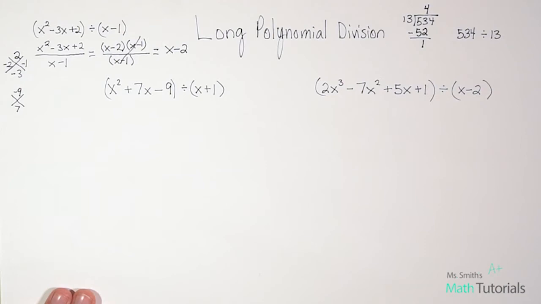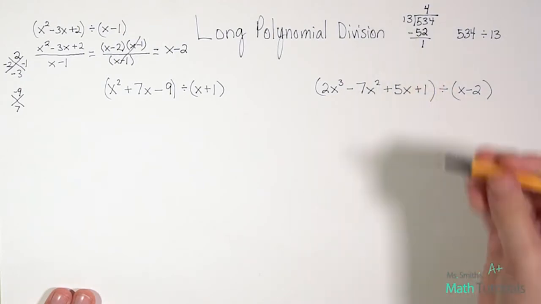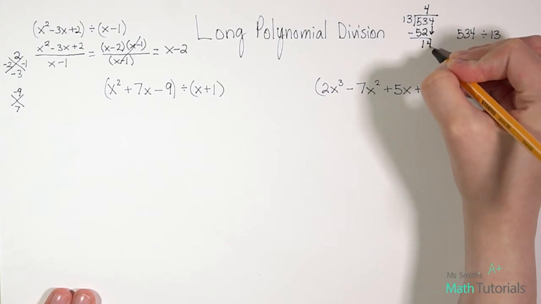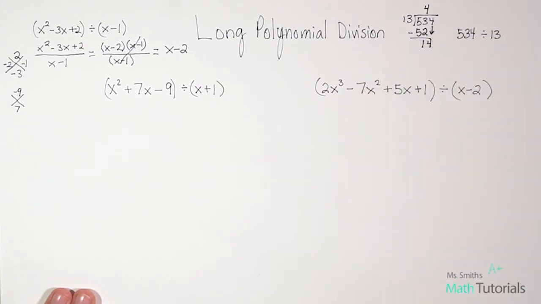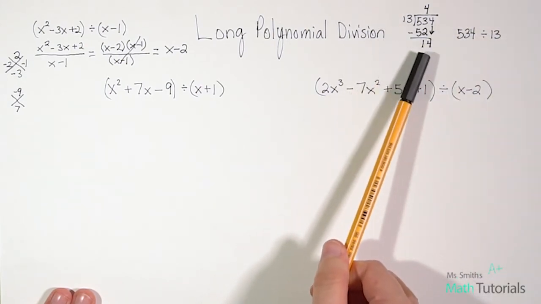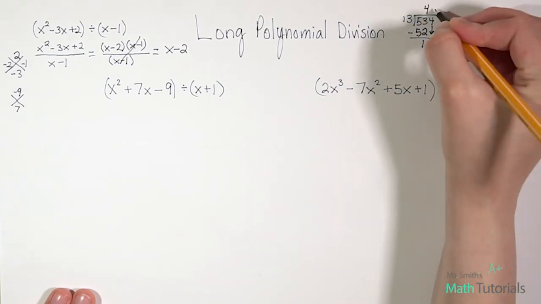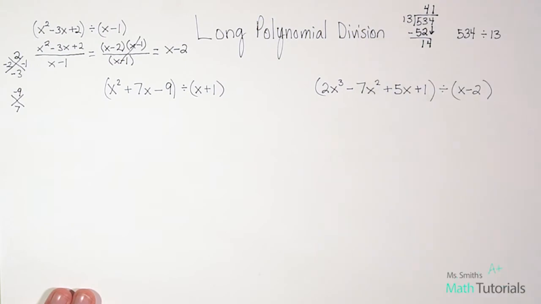And then remember, we look at the next number and we bring it down. And we bring that 4 to sit beside the 1. And then we say, okay, how many times does 13 go into 14? And hopefully you're thinking, well, just one time. So it goes one time. We write that up top. And then we do the process again.